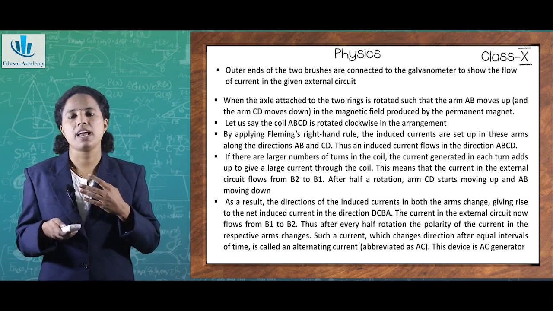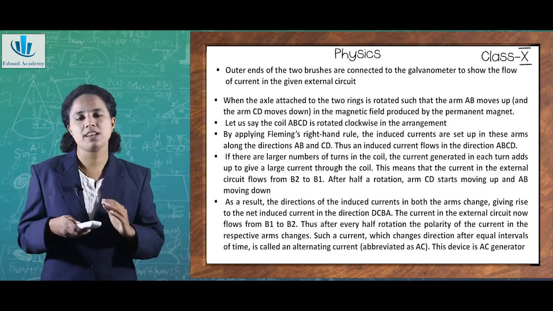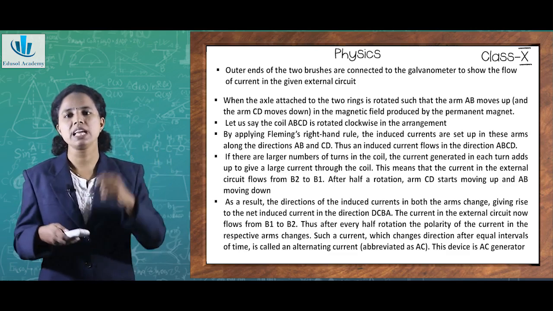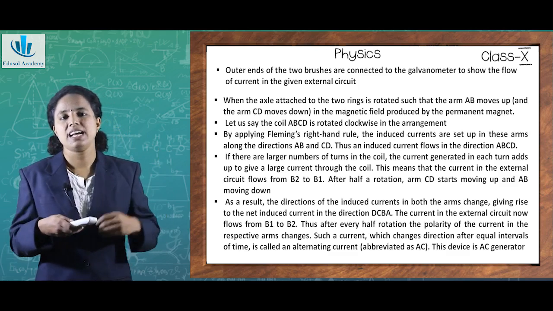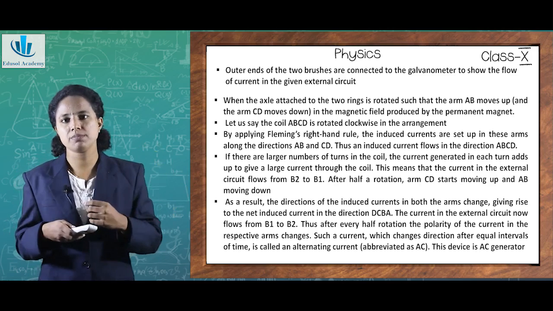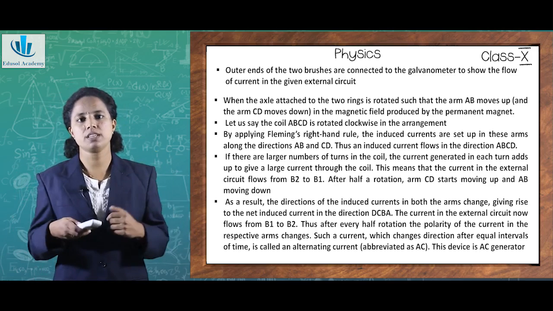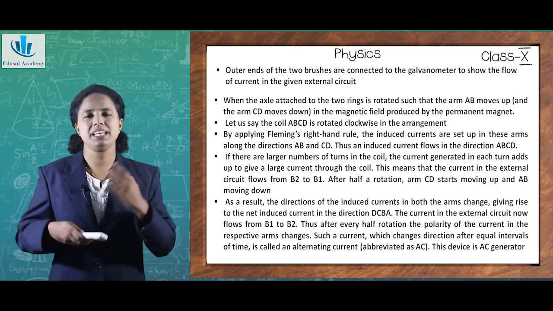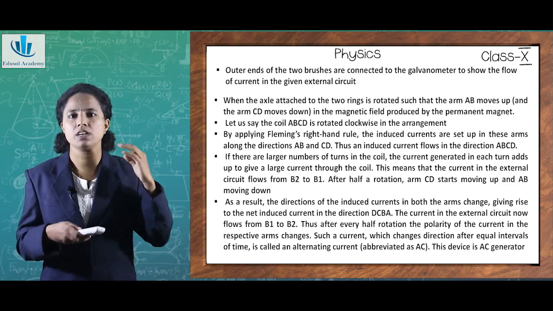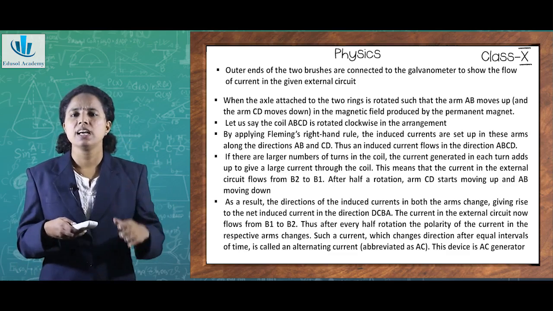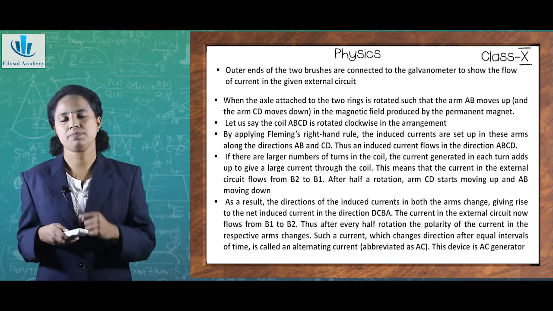So this Fleming's right hand rule is used here if the ABCD coil is rotated clockwise. If I apply Fleming's right hand rule here, we can see that the induced current will be set up in the arms along the direction AB and CD. So the induced current flows in the direction ABCD. This means that the current in the external circuit will be flowing from B2 to B1.